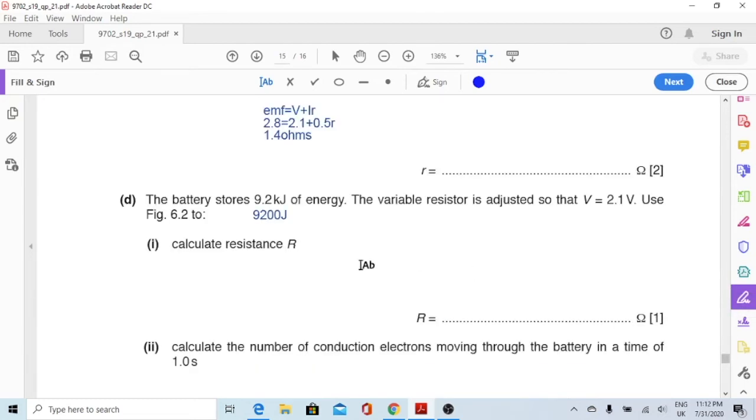So the formula for resistance is voltage divided by current. In our question, we are given 2.1 volts divided by 0.5 amperes, and our answer for resistance is equal to 4.2 ohms.